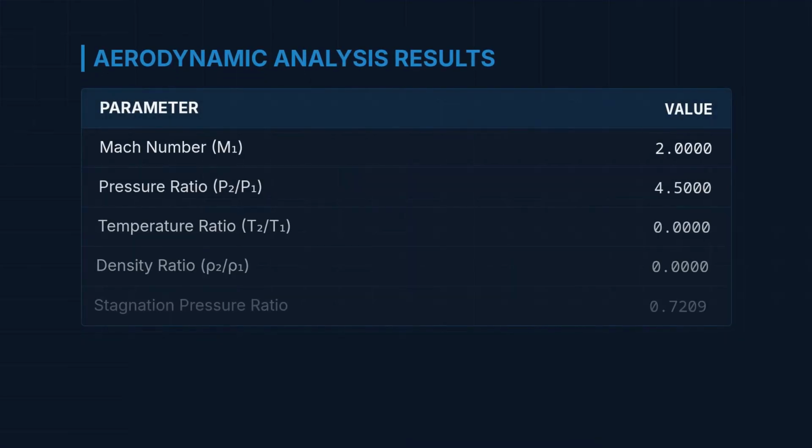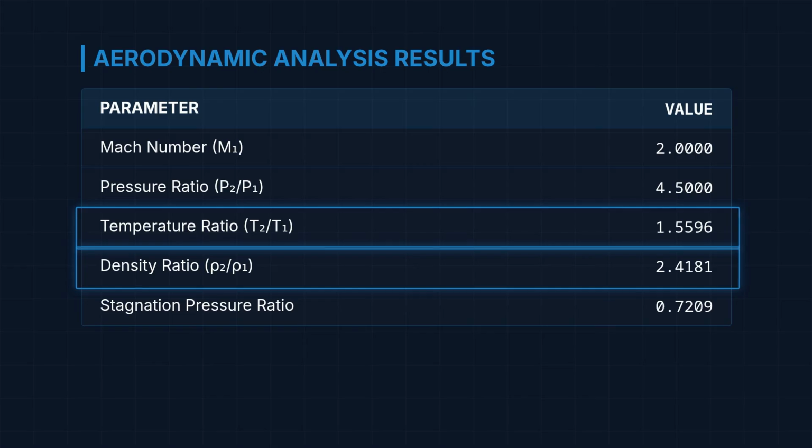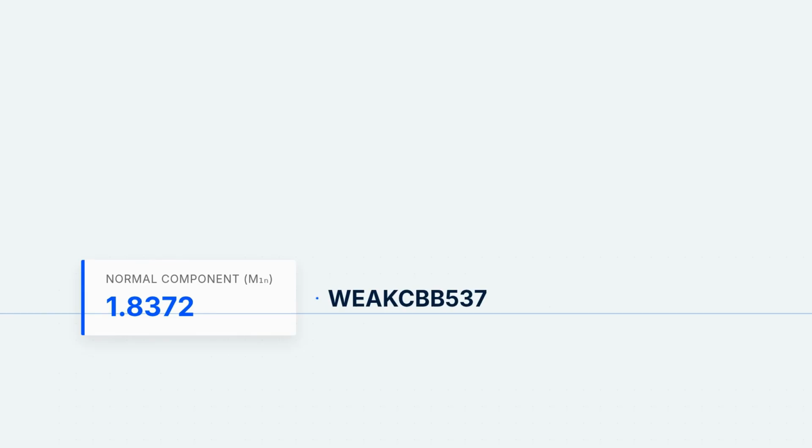The temperature ratio T2-T1 is 1.5596 and the density ratio R2-R1 is 2.4181. The normal component M1N equals 1.8372, and the calculator confirms this is a weak shock with supersonic downstream flow.